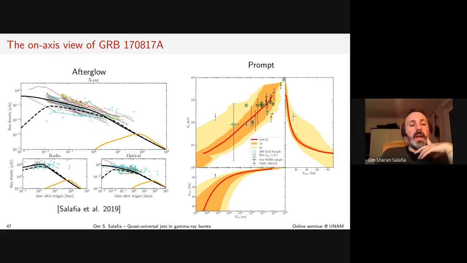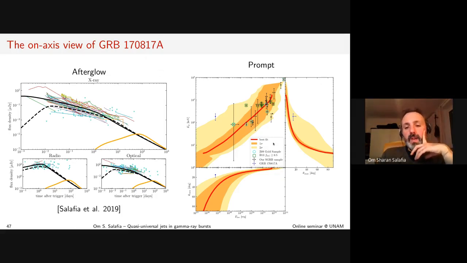So the colored lines on the background are the X-ray afterglows as collected by Fong 2015. And in the smaller panels, you also have the radio and optical observations of the same sample of short GRBs. And in black, you have the predicted afterglow emission for a jet with the same structure of 170817A, but seen on axis and placed at a typical distance of short gamma ray bursts. In orange, you have the off-axis case, which should reproduce instead the original viewing angle of 170817A.